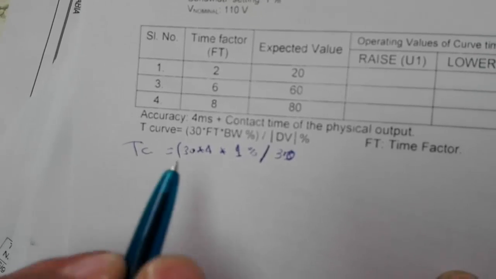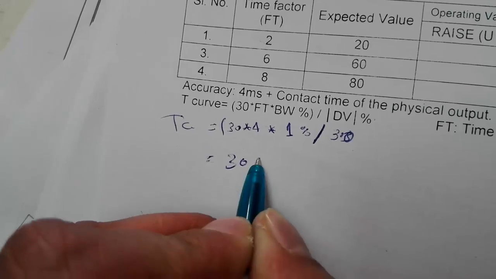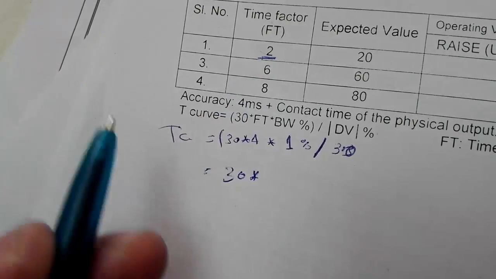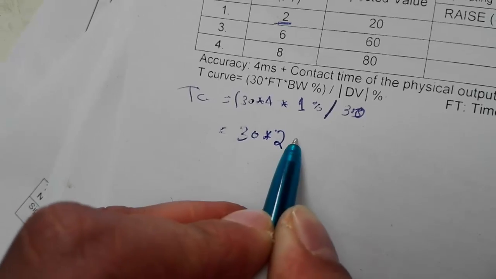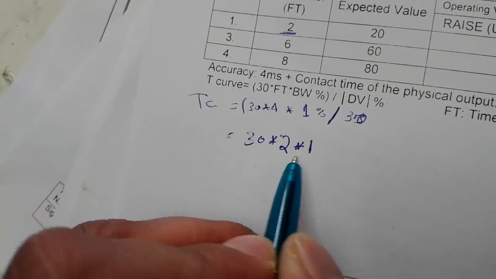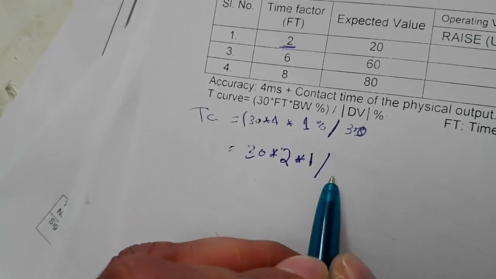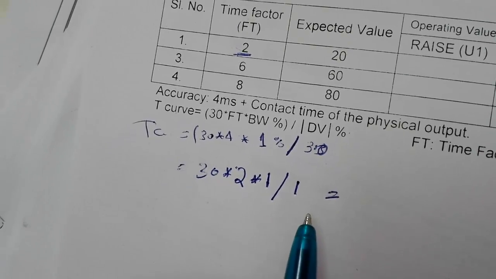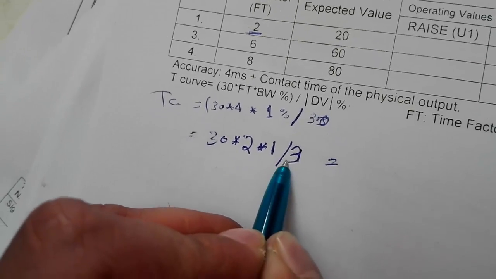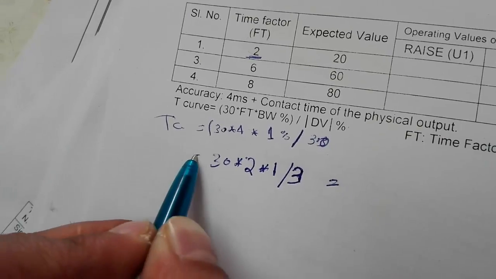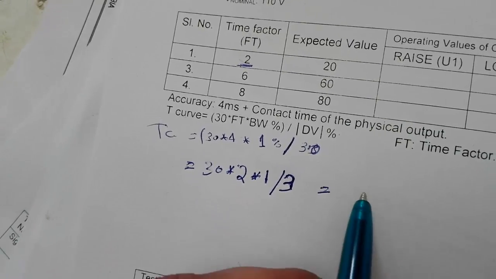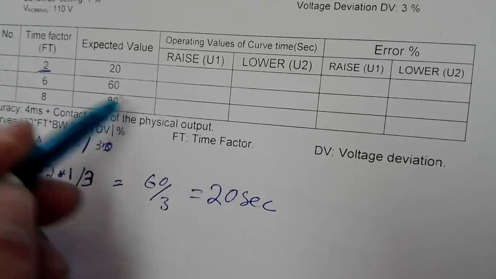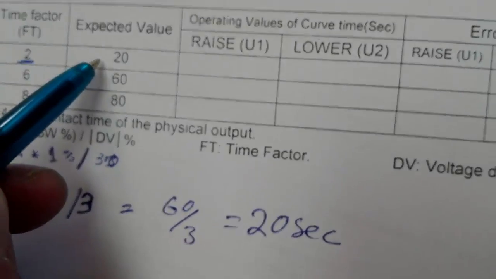Now as I explained this formula, we will just calculate 30 multiplied by, for example for this, it will be 2. We will keep it 1. Okay. Then deviation is 1%, or for 3 division 3 for 3%. So what does it come to? 60. You can see it here, expected value 20 seconds.